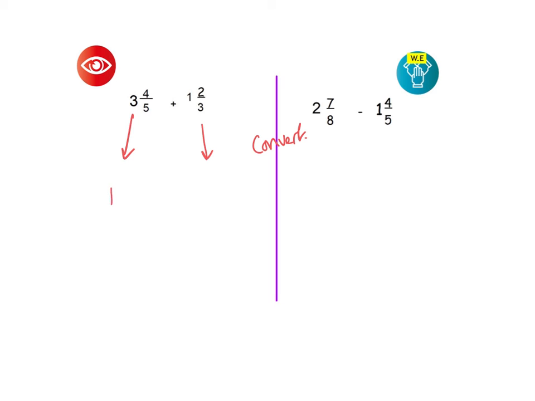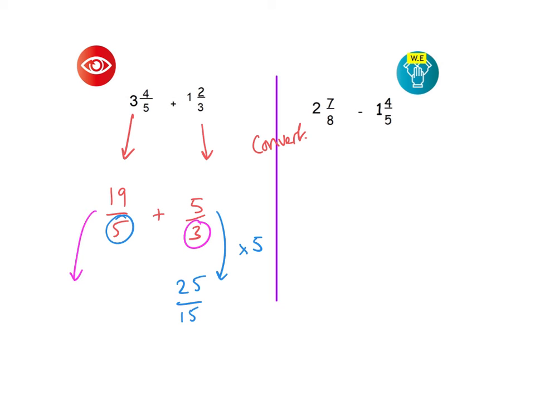So this is going to give us 19 over 5, and then 5 over 3. We're then going to find that same denominator. So we're timesing this side by 5, so I get 25 over 15. We're timesing the other side by 3. So again, 15. 3 times 19, so we're going to have 57. And then from there we can add up the numerators. So we're going to have 82 over 15. And then you can convert back. So that will give me 5 and 7 over 15.